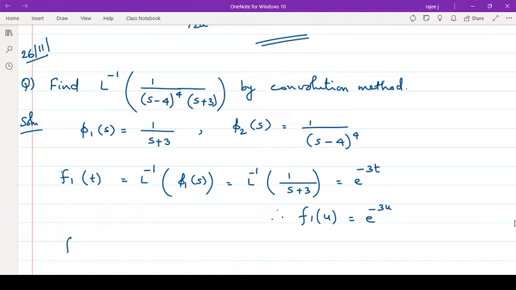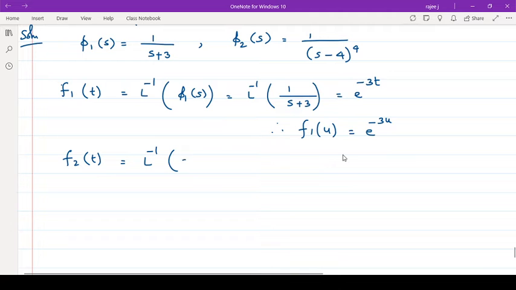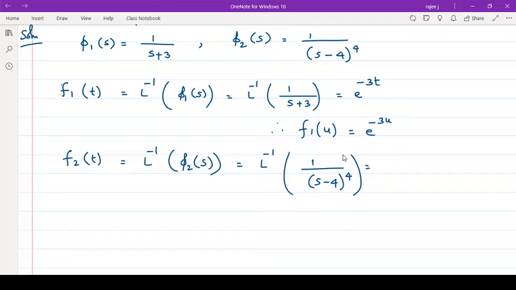Okay. Now, say f2 of t. f2 of t will be L inverse of phi 2 of s, which is equal to L inverse of 1 upon s minus 4 the whole raised to 4. So this is equal to, we need to apply shifting theorem here. So this is s minus 4, so this is e raised to 4t, then L inverse of 1 upon s raised to 4. Okay. So that is equal to e raised to 4t.